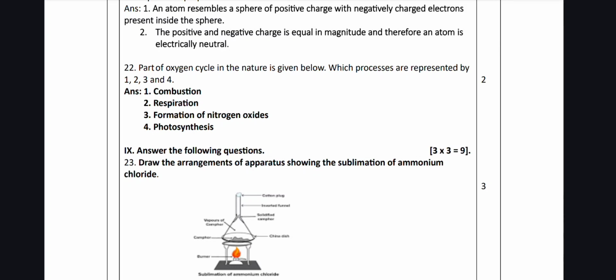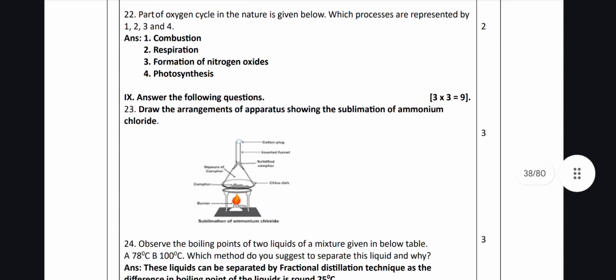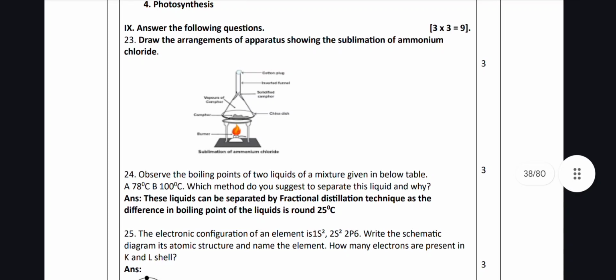Part of the oxygen cycle in nature is given below. Which processes are represented? Firstly combustion takes place, next it is respiration, next the formation of nitrogen oxides, and lastly photosynthesis. Answer the following questions next. Draw the arrangement of apparatus showing the sublimation of ammonium chloride. Please refer to the textbook. Okay, you have the cotton plug, then the inverted funnel, then the solid camphor.